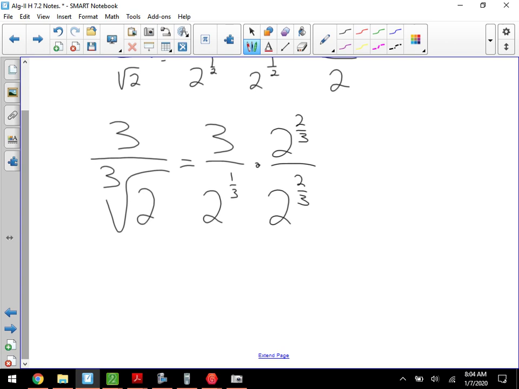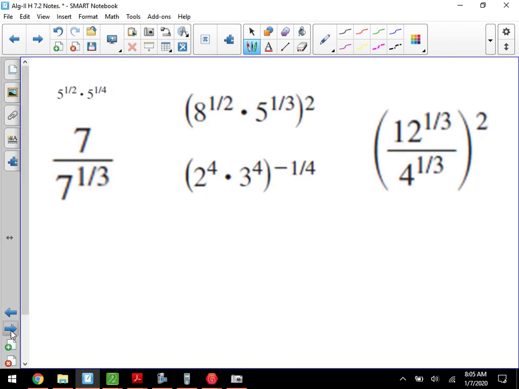What's 2 to the 2/3 divided by 2 to the 2/3? 1. I'm just multiplying it by some factor of 1. It's just a really funky looking factor. All right? What's your denominator become? 2. Good. And the numerator would be 3 times 2 to the 2/3. Can I combine those two? Nope, different exponents. All right. We'll get into that idea. I just wanted to show you that real quick while we're talking about it.